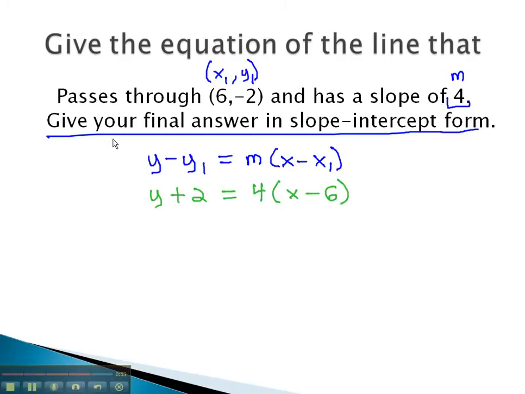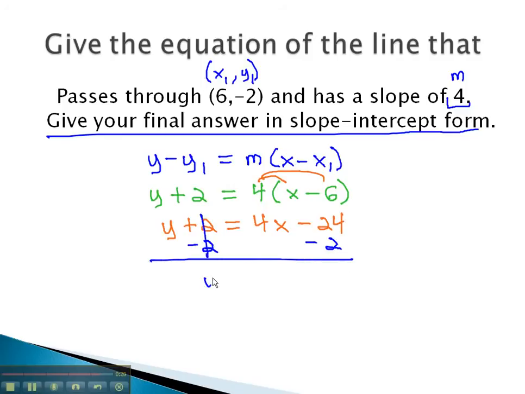However, the directions want us to give our final answer in slope-intercept form, which means we must ultimately solve this equation for y. We can do that by first distributing through the parentheses to clear those out of the way. Y plus 2 equals 4x minus 24. Finally, subtracting 2 will get the y alone. We now have y equals 4x minus 26.